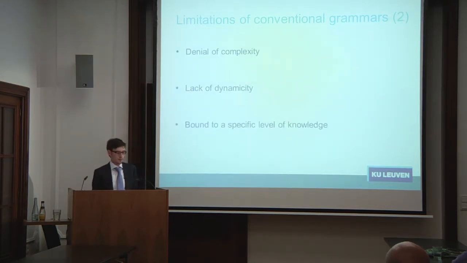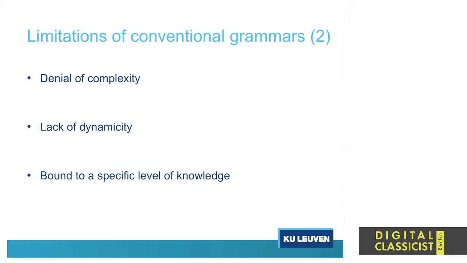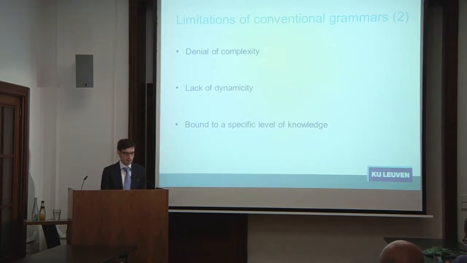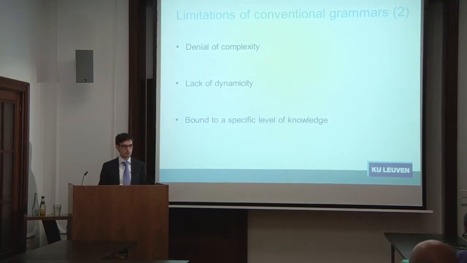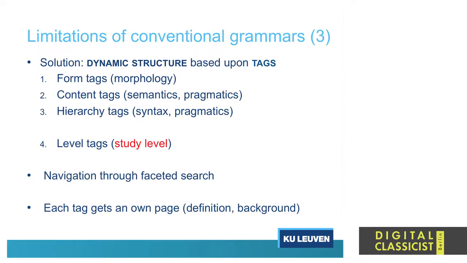So as I said, the system we just saw doesn't really reflect complexity in language. It's not really dynamic because printed grammars necessarily hold on to a strict structure. And finally, it is bound to a specific level of knowledge. What do I mean by this? When someone writes a grammar, he or she writes it for a specific public. It can be a grammar for high school students, it can be a grammar for advanced researchers, but there's never a dual use.